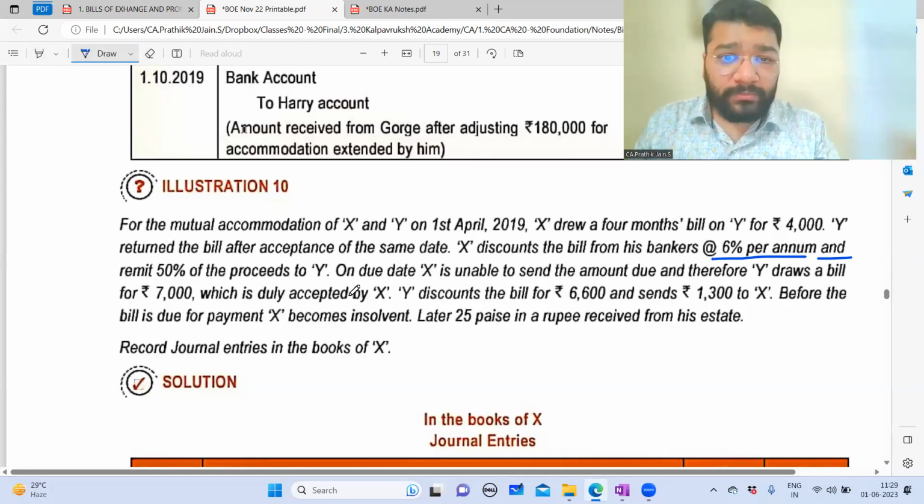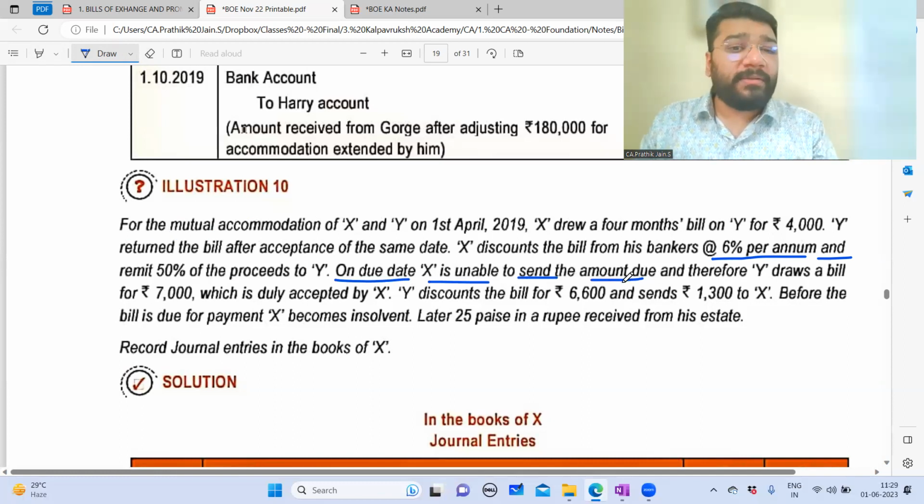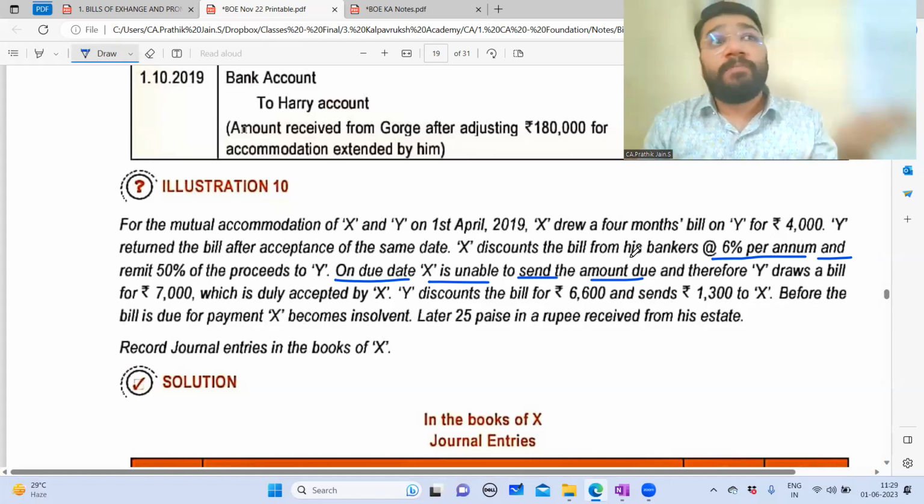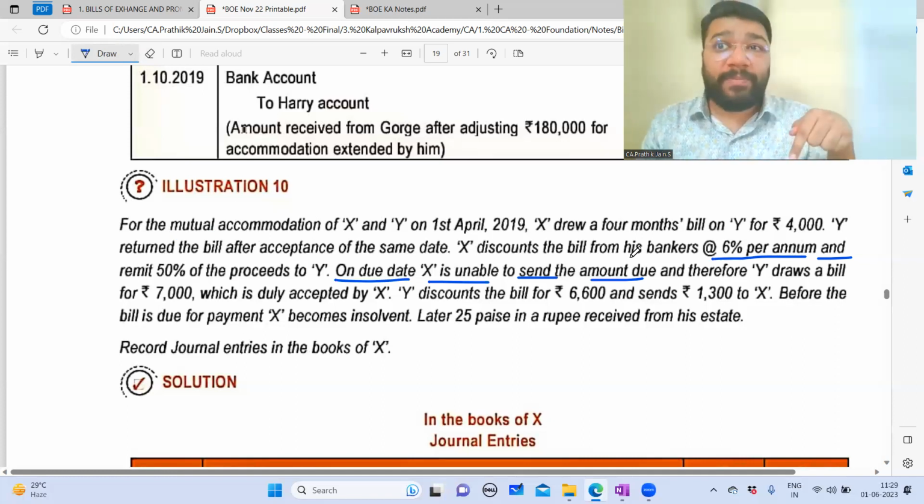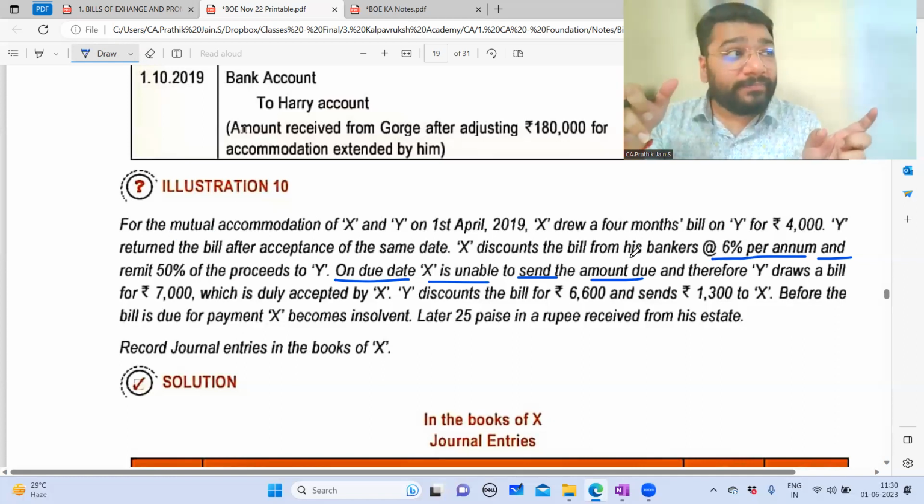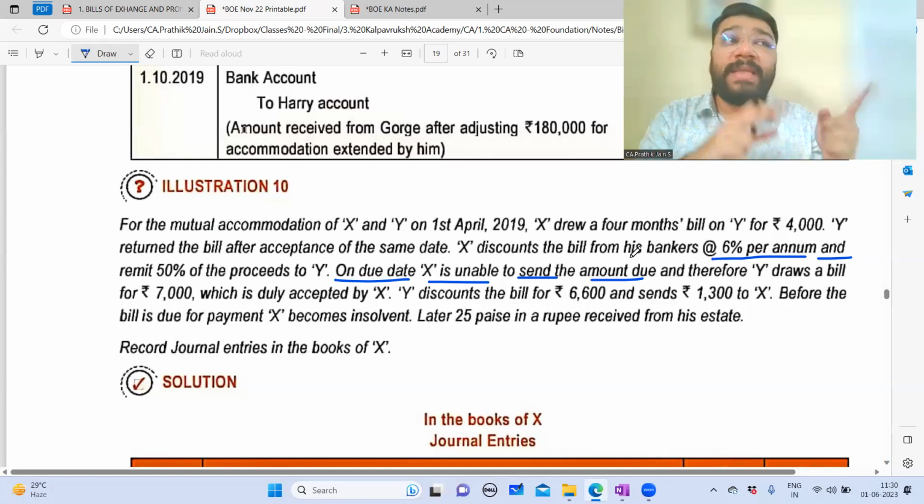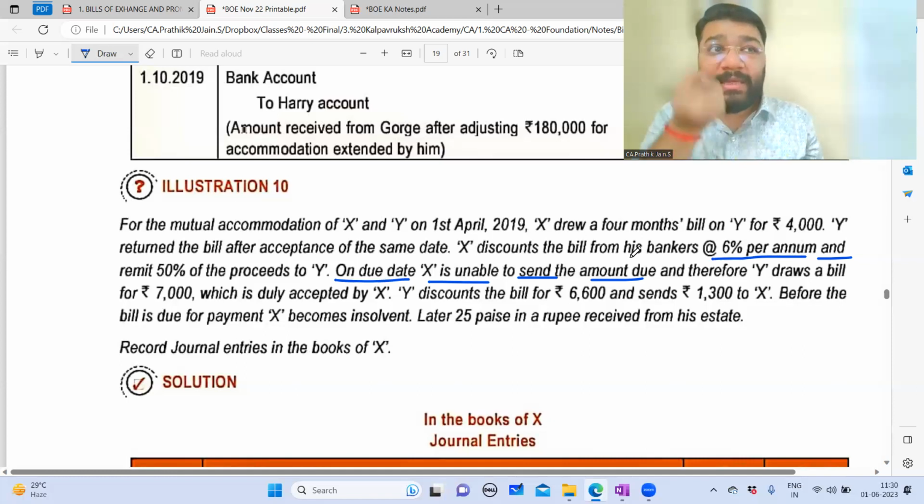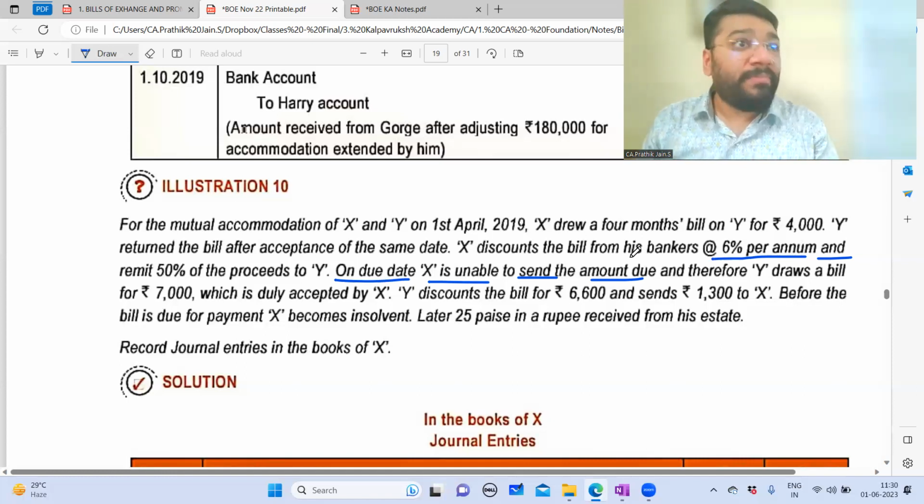The problem says, now, on the due date, X is unable to send the amount due to Y. Guys, X has got the complete money from the banker. 50% already given on the date of discounting of the bill. So the balance 50%, which X is enjoying, he has to give to Y on the due date or not. 50% already given to Y. The balance 50% X has to give on the due date. So if Y is receiving total 100% money, he can give it to whom? Banker. But on the due date, X is unable to send the amount due.